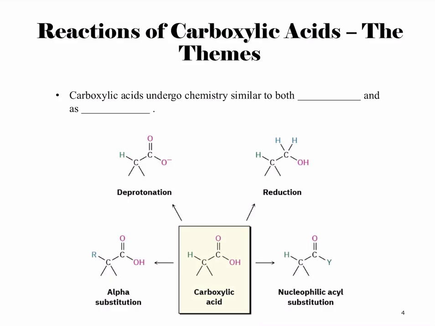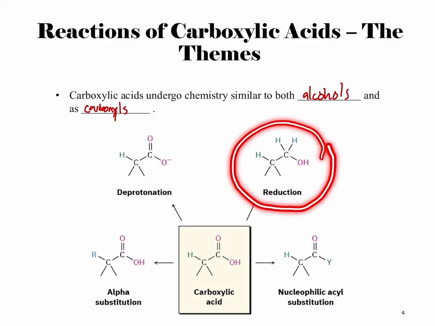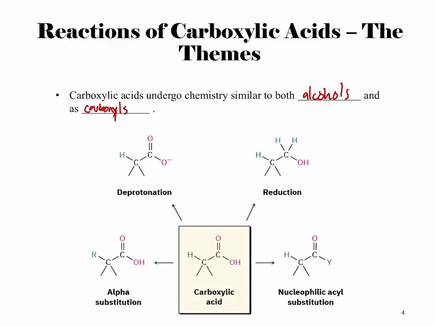The reactions of carboxylic acids are similar to both alcohols and to carbonyls, the aldehydes and ketones that we have talked about before. Specifically, we've talked about using reduction as a method of starting from a carboxylic acid and moving towards an alcohol, or we can create an aldehyde, perhaps.